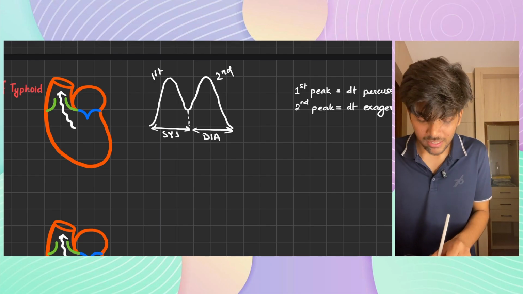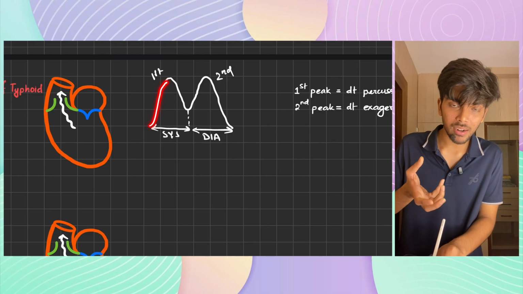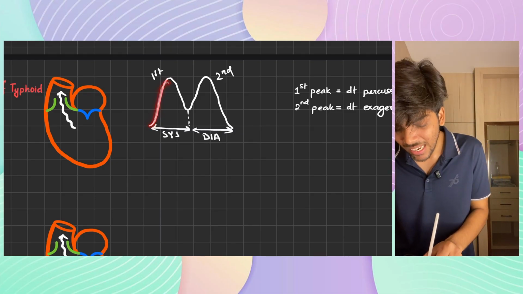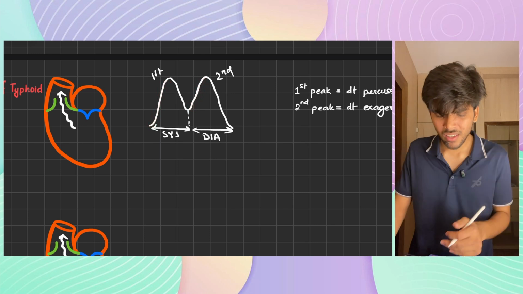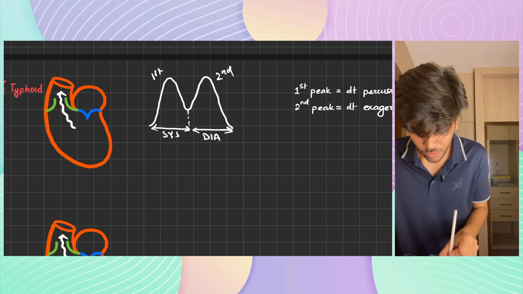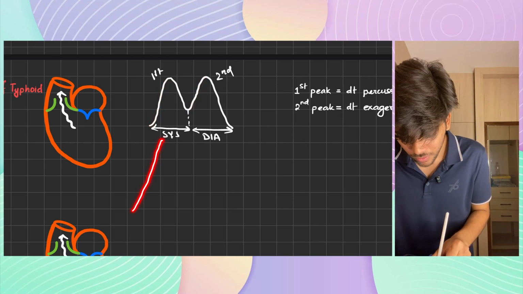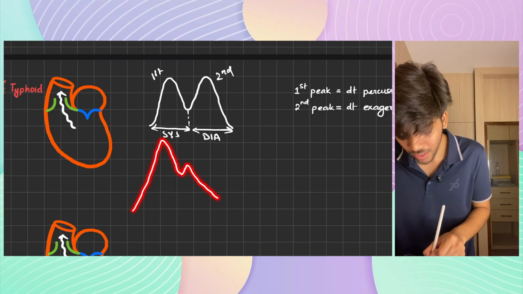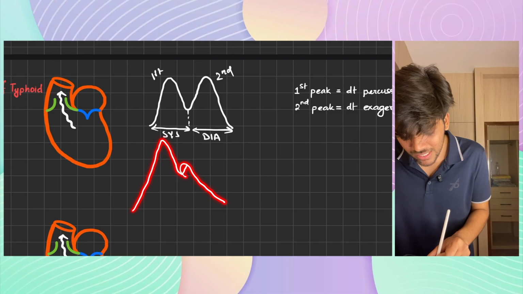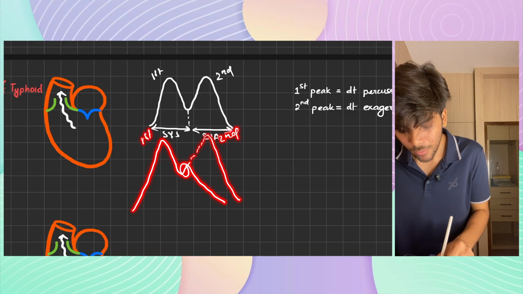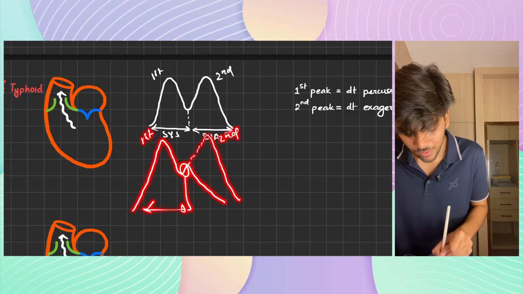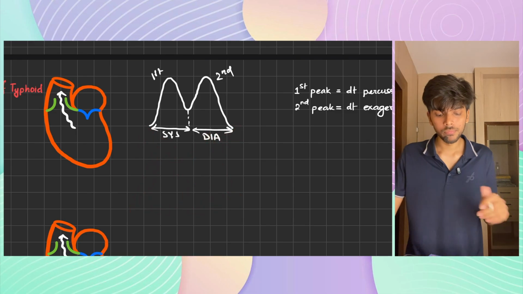The first peak is as a result of percussion wave due to the contraction of the ventricle, and the second peak is as a result of exaggeration of the dicrotic wave. See, if you remember your normal wave, this is what it looks like: percussion wave, fall, dicrotic notch, a dicrotic wave and a diastolic runoff. If I grab this dicrotic wave and produce it forward, will I not get a second peak? That is exactly what is happening here. So one is in systole and the other is in diastole.